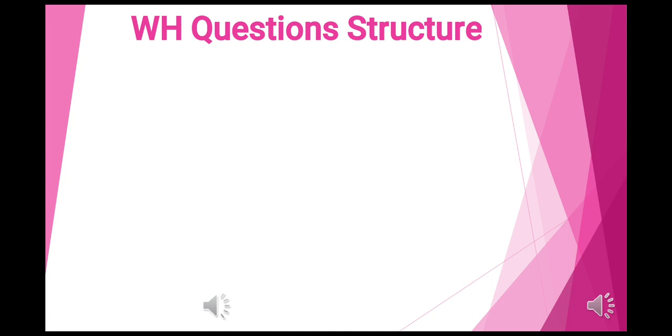Here are some examples. Where do you work? When does she wake up? Why did she come late? Where did she go? After does, we use verb one.